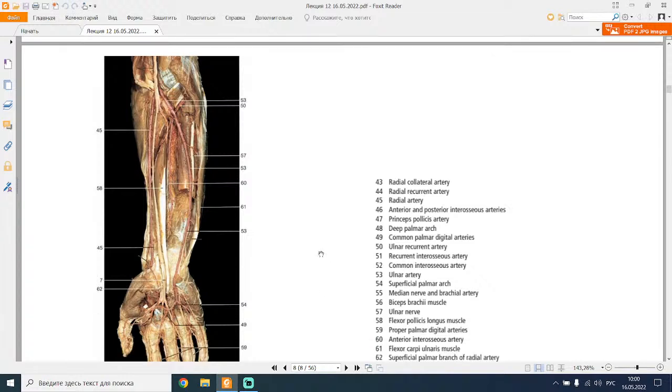For example, you see two arteries: the ulnar artery and the radial artery. This is the common palmar digital artery. It is a muscular artery.